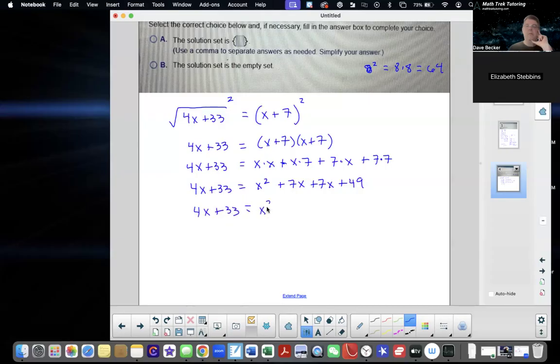And then when you're done foiling, stop and see if you got the same thing as I did. I did. Sweet.